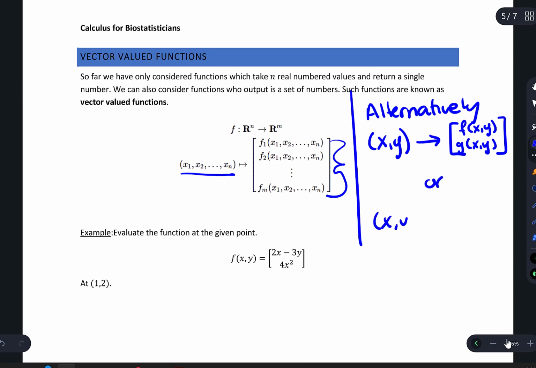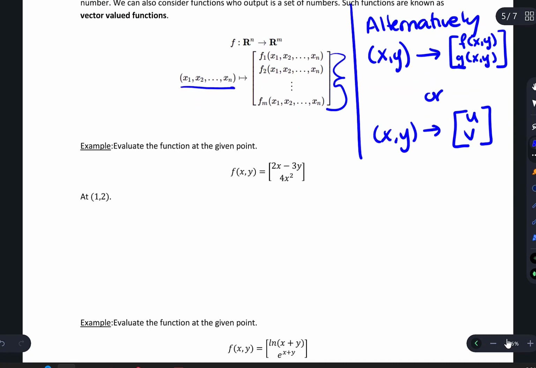Or maybe something like this. And so you'll see both of these. So let's look at some examples, and I think once we look at some examples, this will make a little bit more sense. So here we're going to have a couple examples of functions, and we're going to evaluate those functions at different given points.